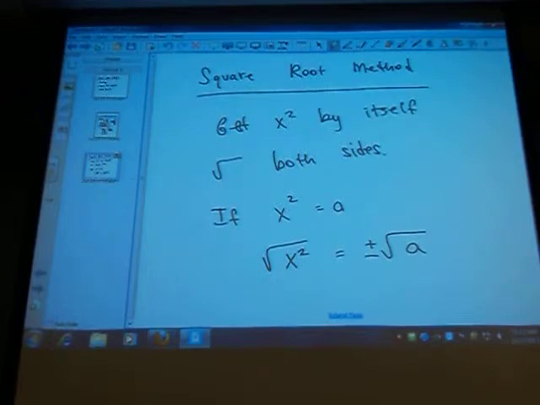Because if I'm going to square something and get an answer, then I could square the positive of it, or I could square the negative of it. And remember, those quadratic functions have two answers. They cross the x-axis twice. So to get your two answers, you need the plus or minus square root for your answers.